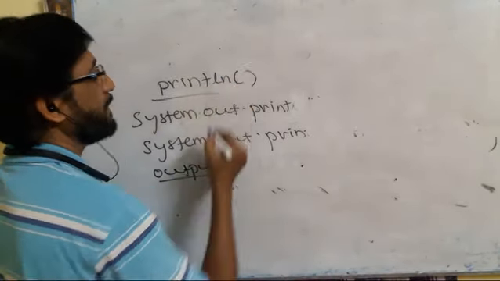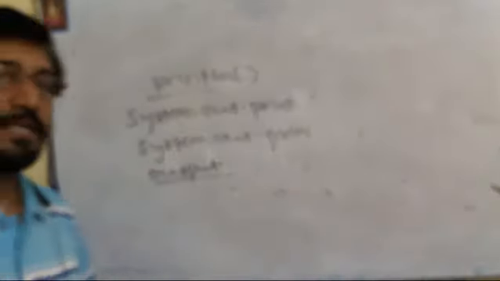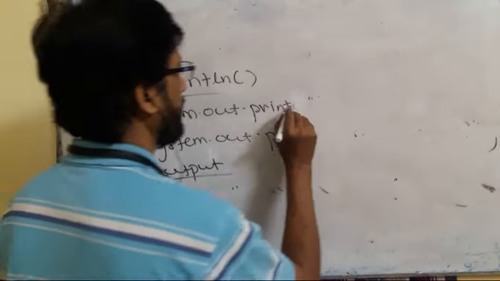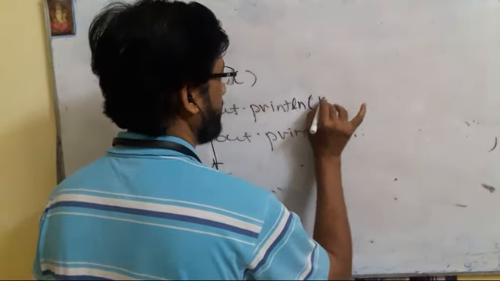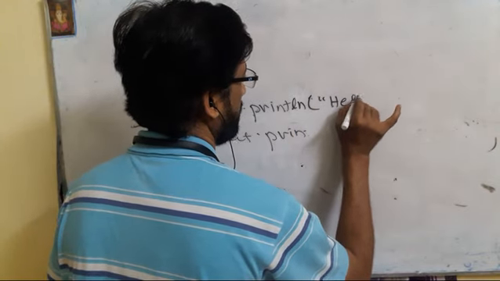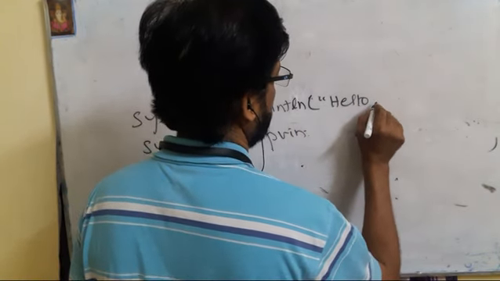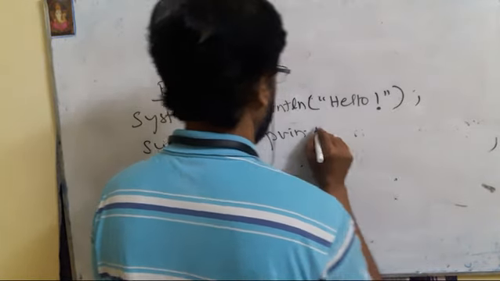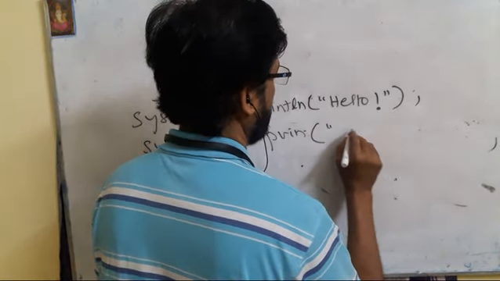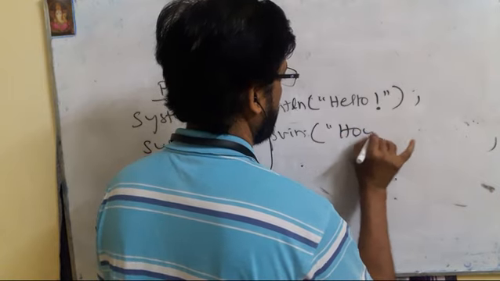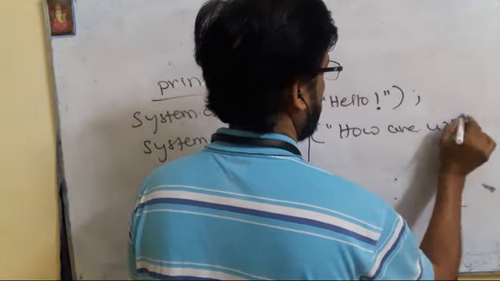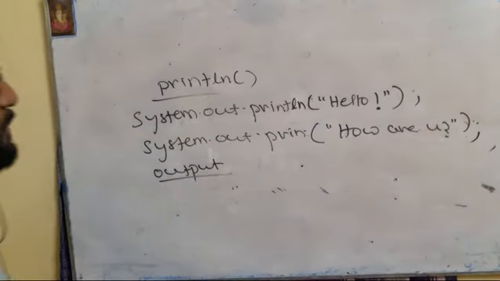The println method is used to print the result on the screen and bring the cursor to the next line, in order to print data in a new line. So for println, let us take the same example, hello, and how are you. So it is like this.